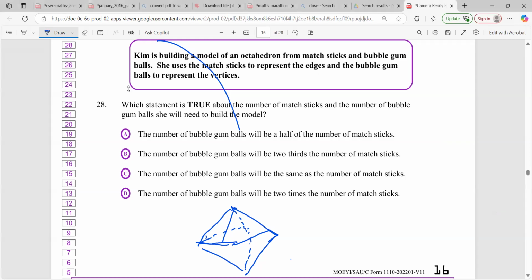So I would have to explain. Guys, I think it's this: the number of bubblegum would be off. Because if we know the characteristics of it already, it has 12 edges and 6 vertices. So remember, say I have 2 sticks of matchstick with 1 bubblegum. That's all.